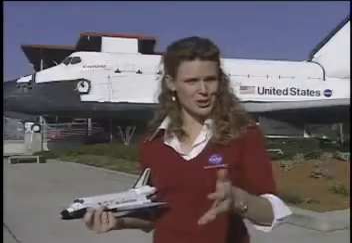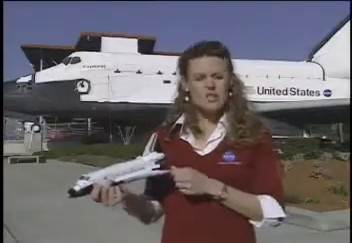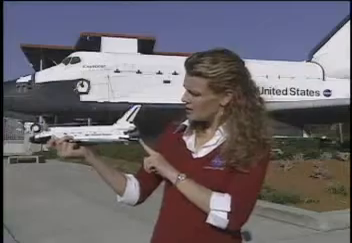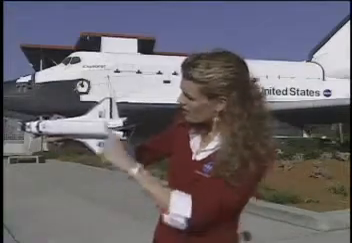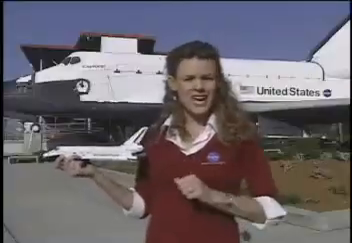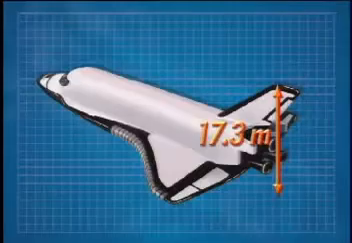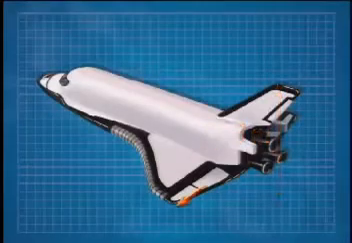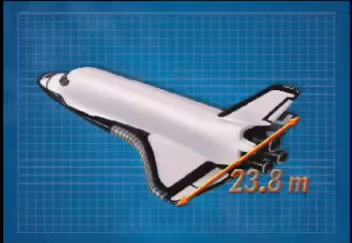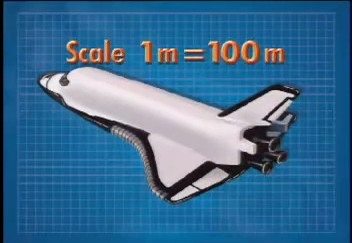Well, that wasn't too bad, was it? Do you think you can handle the other two dimensions? So now it's your turn to calculate the height and the width or wingspan of the shuttle model using the given scale. Remember, the height of the actual shuttle is 17.3 meters. The width or wingspan is 23.8 meters. And the scale is 1 meter equals 100 meters.